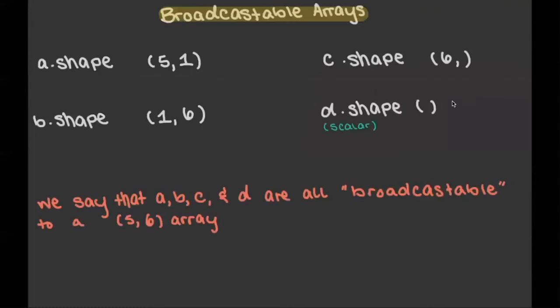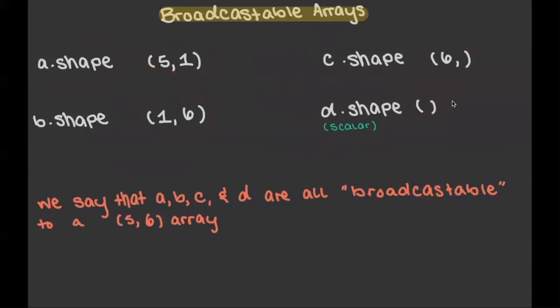So let's take a look at a couple more examples. Here I have just a bunch of different shapes. Let's say A is a NumPy array, B is a NumPy array, C and D, etc. These are all NumPy arrays, and we call their shape. We can see that these all have different shapes.